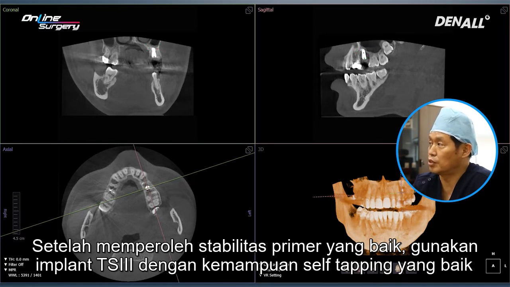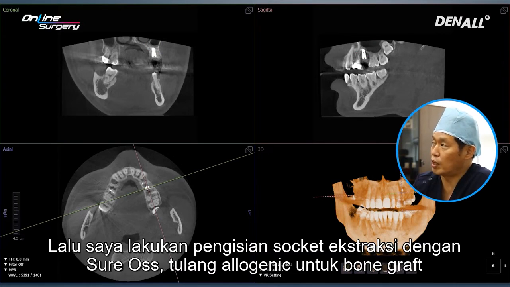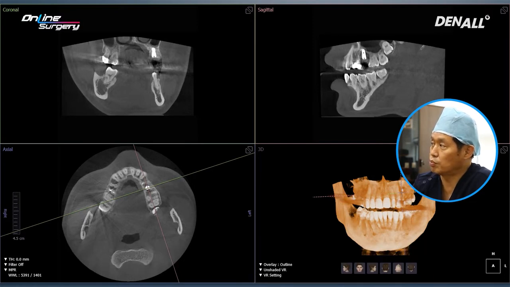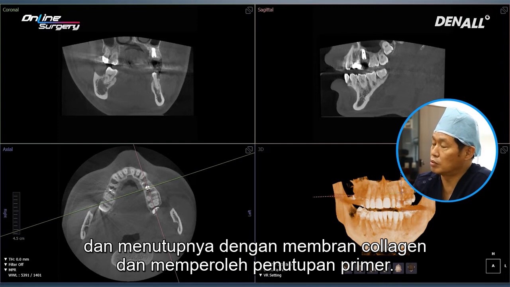After getting good primary stability using TS3 implant with good self-tapping ability, I have filled the extraction socket with Sure-Os and allogenic bone for bone graft, and have covered it up with collagen membrane and gained primary closure.